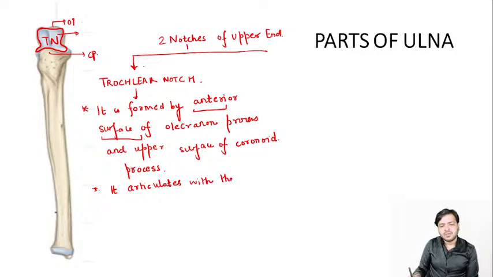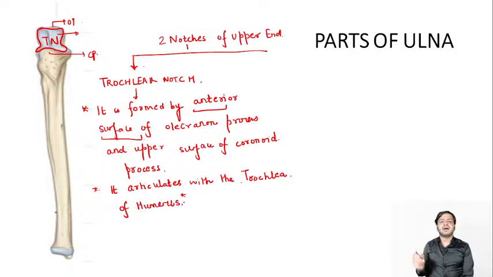With the trochlea of the humerus. Which lip of the trochlea is responsible for the carrying angle of the humerus? Answer, guys. And how much is the carrying angle of the humerus, in degrees? Let me know in the chat box. And remember, it articulates with the trochlea of the humerus bone.